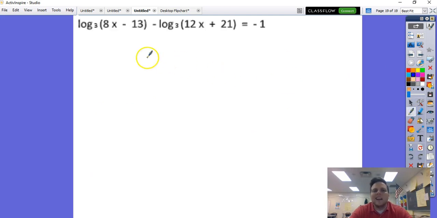Okay, so here's our next example. What we have here is log base 3 of 8x minus 13 minus log base 3 of 12x plus 21 equals negative 1. Okay, this is a doozy of a problem, but we're going to talk it through. First off, you have two logs with the same base, subtracting. So I can make that one log, and notice my base stays 3, and now I make the arguments divide.